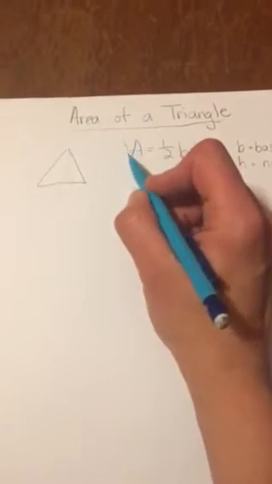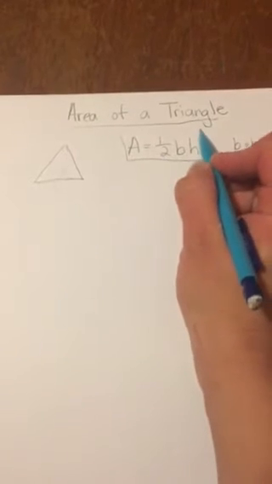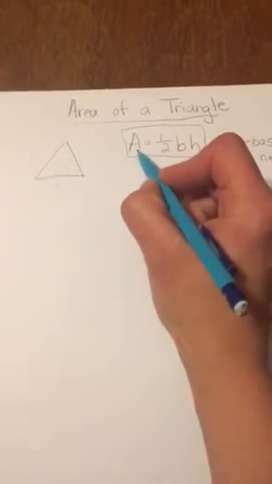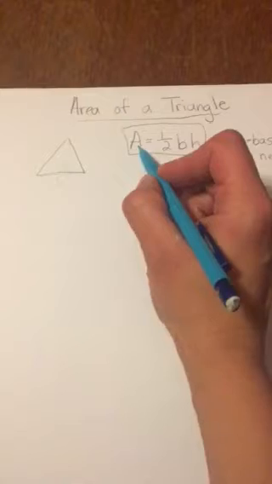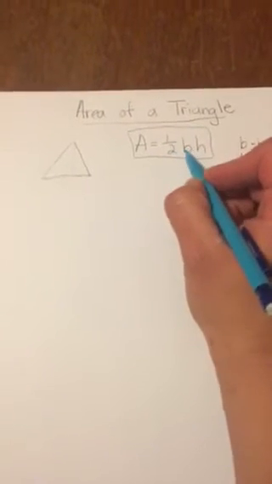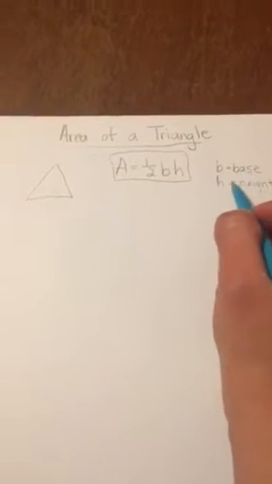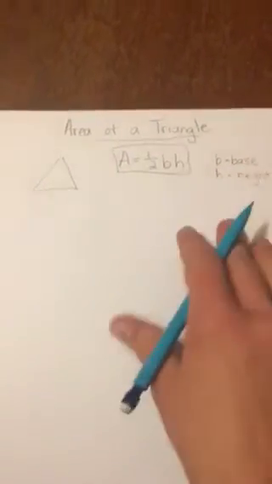Okay, welcome back. Today we're going to learn about area of a triangle. Very simple and sweet. All you need to know is the formula for finding the area of a triangle, and that's area, or A, equals 1/2 B times H. B equals the base, and H equals the height of the triangle.